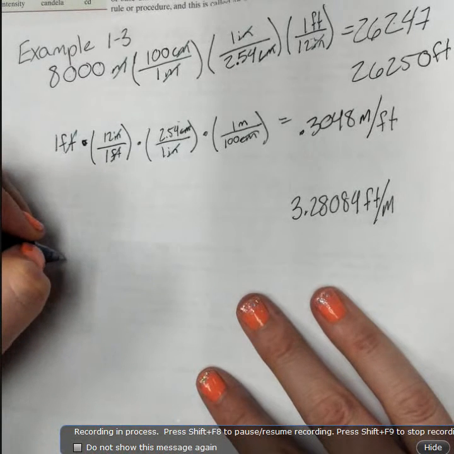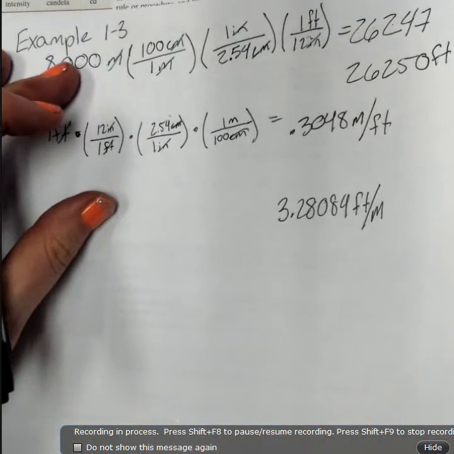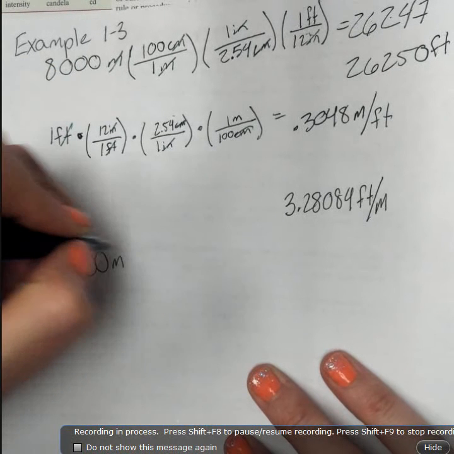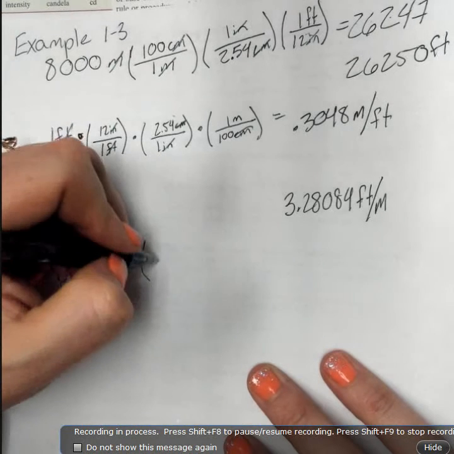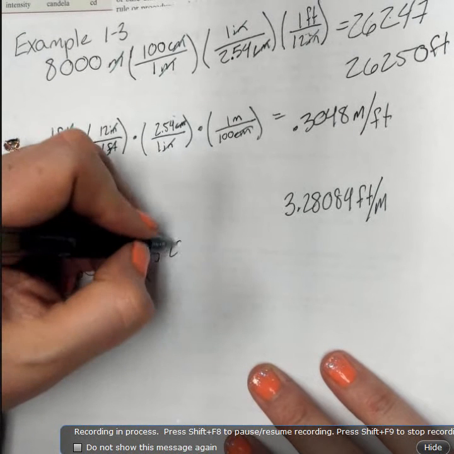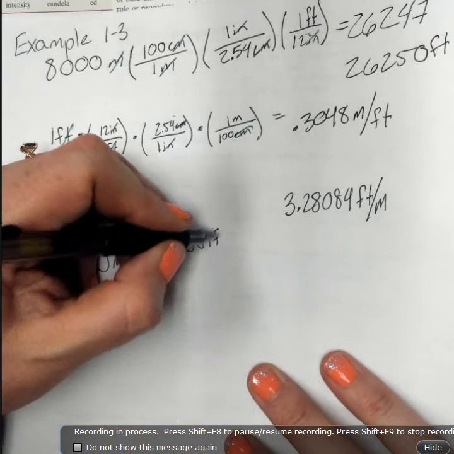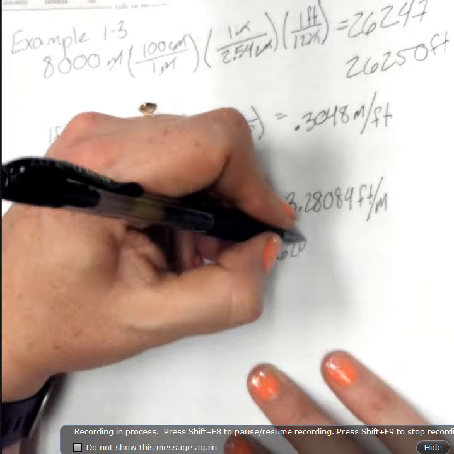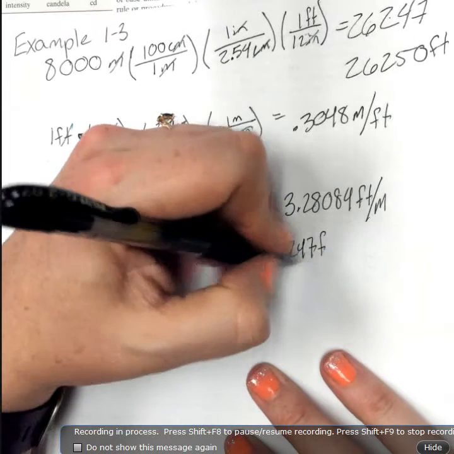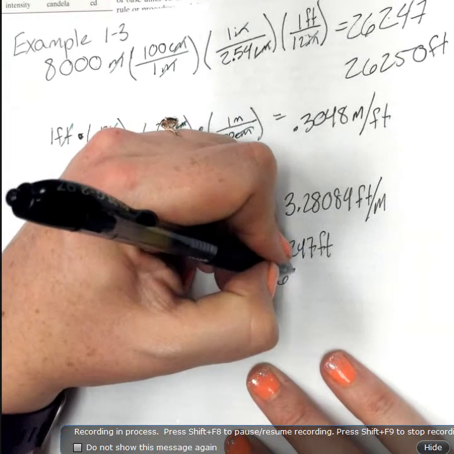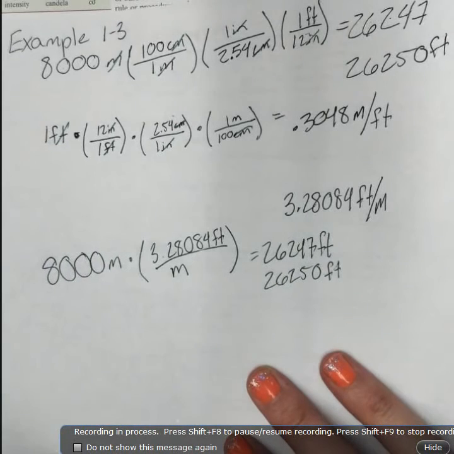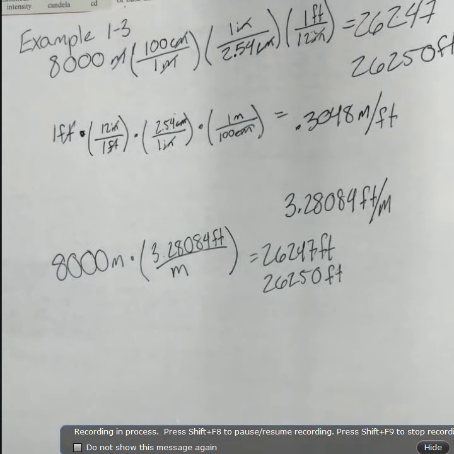So it asks us then to take that 8,000 meters and compare it to our original answer. I'm going to multiply that by 3.28084 feet per meter, and I'm going to get the same answer, 26247 feet, which is 26250 feet in correct significant figures. So you can use this strategy, either one, as needed to solve a problem like this.